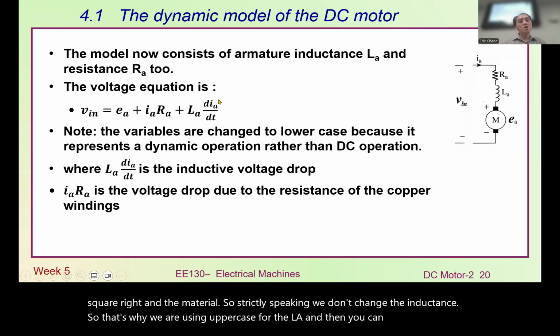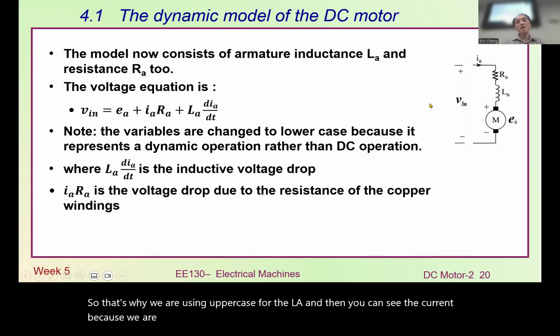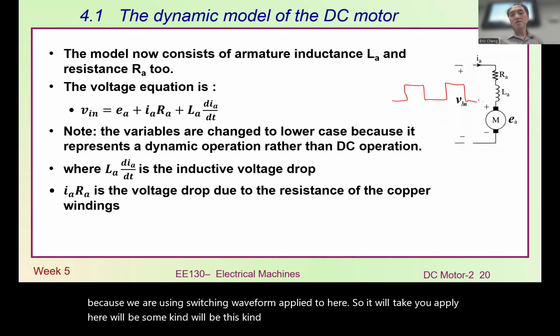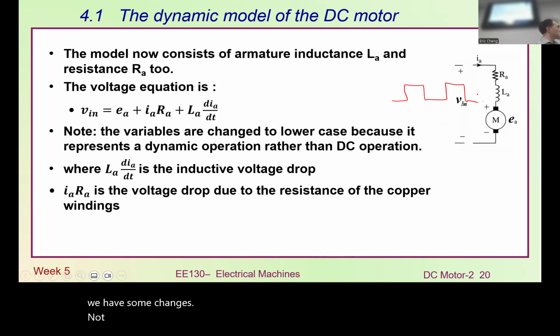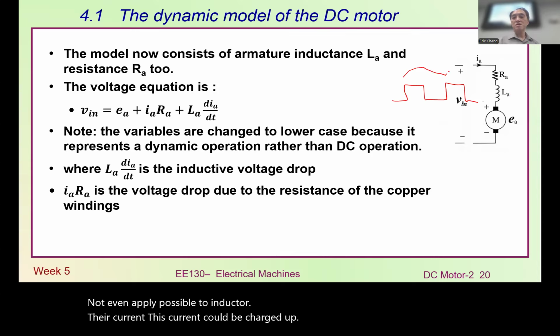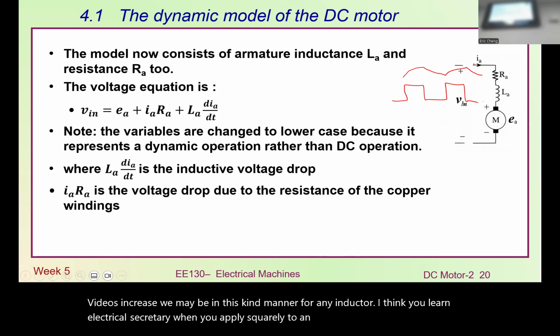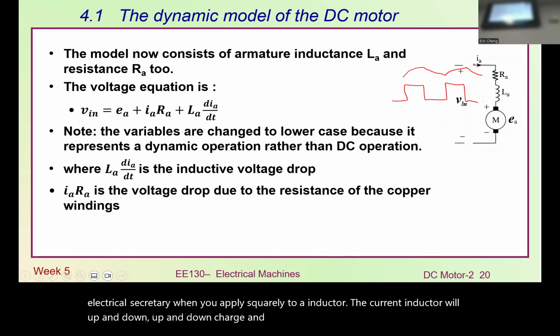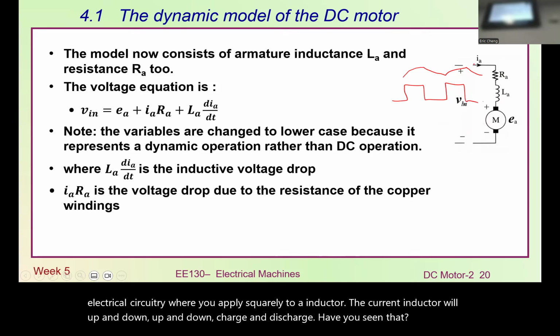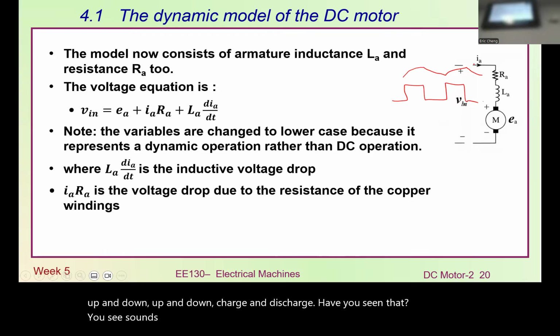And then you can see the current, because we are applying a switching waveform. The voltage applied here will be this kind of square wave, so we expect some changes in the inductor. When we apply positive voltage to the inductor, the current will charge up and increase. I think you learned in electrical circuits that when you apply a square wave to an inductor, the current goes up and down, charging and discharging. Have you seen that? Does it sound familiar? You don't remember?